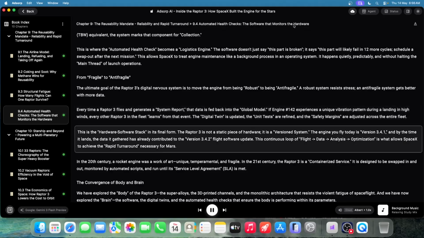And this is the hardware-software stack in its final form. The Raptor 3 is not a static piece of hardware. It is a versioned system. The engine you fly today is version 3.4.1, and by the time it lands, the data it gathered has already contributed to the version 3.4.2 flight software update. This continuous loop of flight leads to data, leads to analysis, leads to optimization, is what allows SpaceX to achieve the rapid turnaround necessary for Mars.